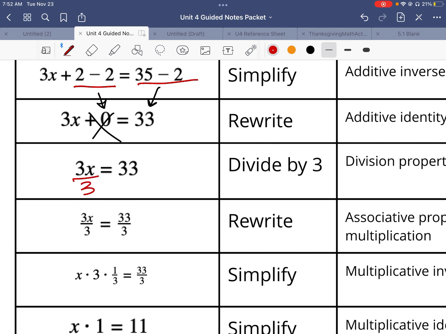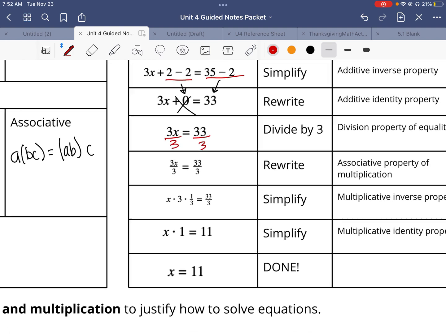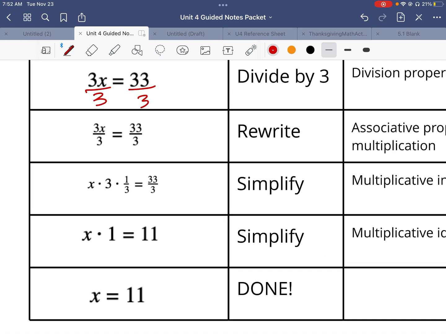And that's saying you could divide by 3 here. You just also have to do it there. Okay. Now we're going to use the associative property of multiplication again. So this is 3x over 3. But that is also the same as 3 times x times 1/3.